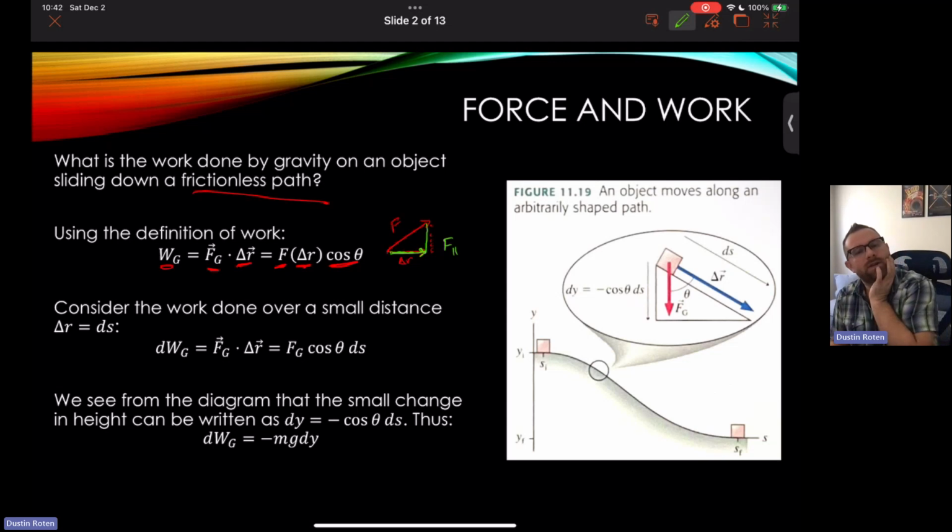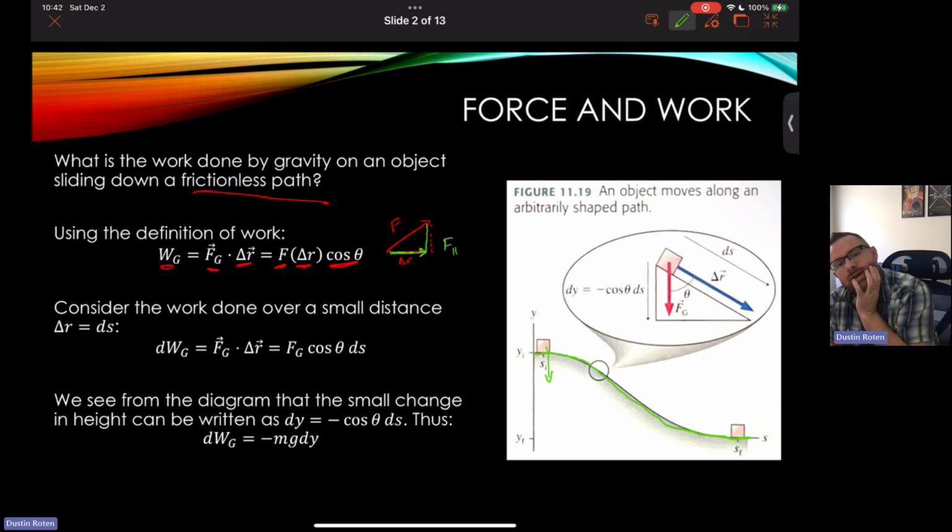Notice in this first part, where I said the work done by gravity on an object sliding down a frictionless path, I didn't really say what the shape of the path is. So let's look at the picture over here. You can see we have just this randomly drawn path where it starts out with a little slope, then gets really intense, and then cuts out at the bottom and becomes level again. So we have a wonky path, and we want to calculate the work done by just gravity. Gravity is always going to be pointing down. Then we just need to sum up all the little increments of work across this.